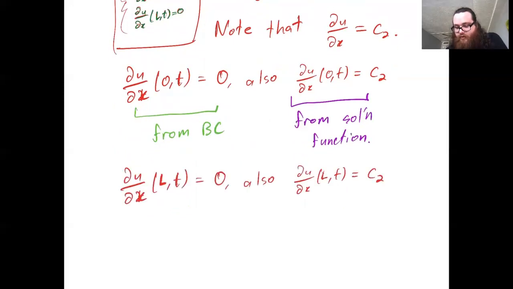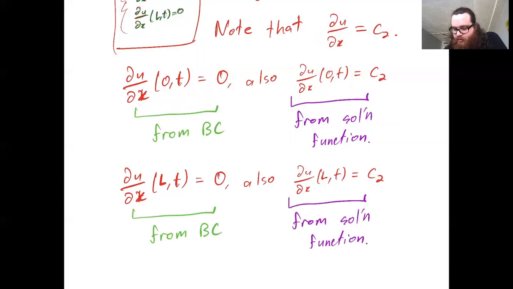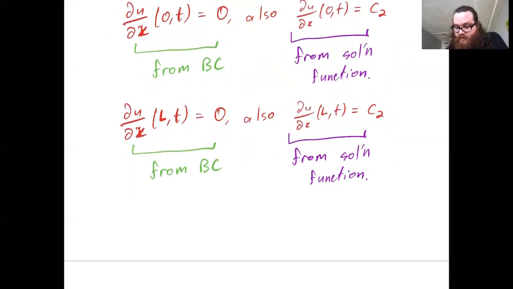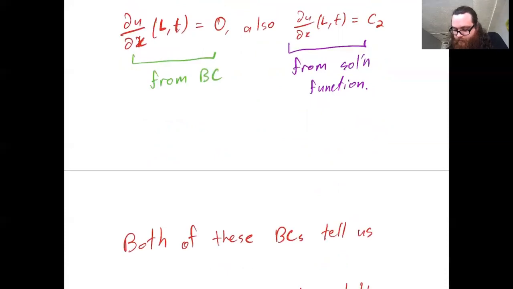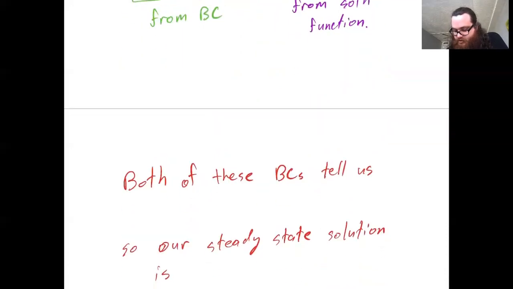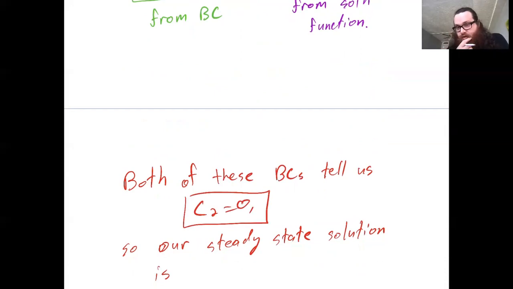Likewise, if we look at the other endpoint, it turns out we get the exact same condition. This is from the boundary condition. This is from the form of the solution function. Okay. So what do each of these tell us? Well, both of these boundary conditions tell us that whatever this constant C2 is, that has to be 0.